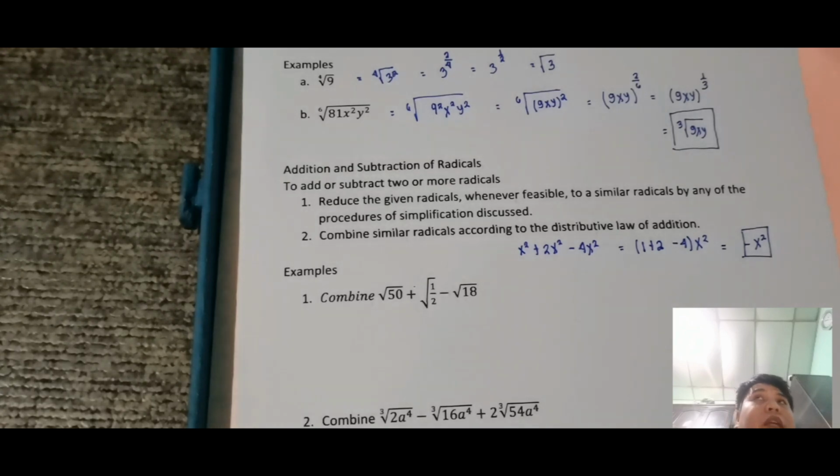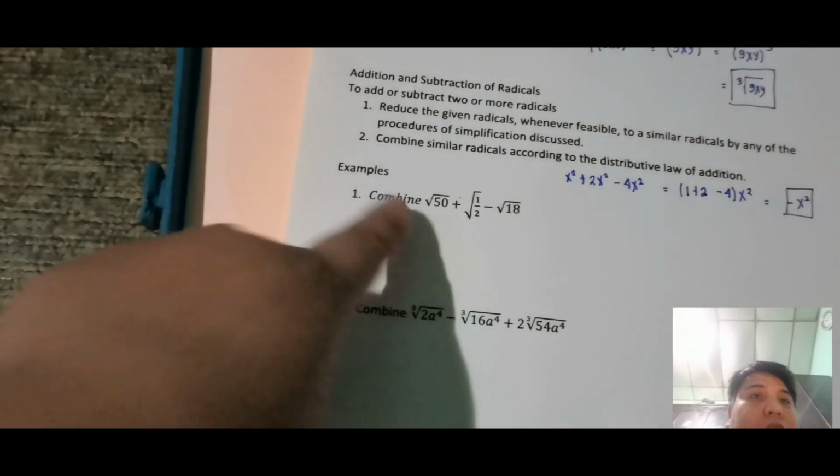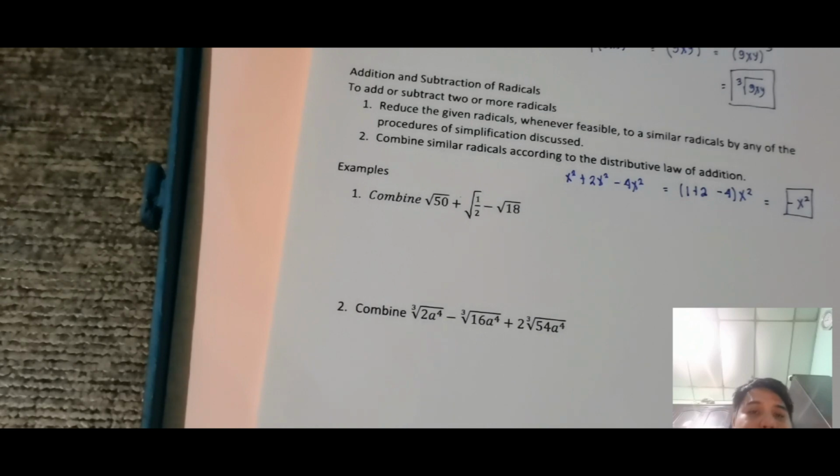Okay, so ngayon, ang gagawin natin? I-reduce natin siya into similar radical. Ang pwede natin i-add is similar radical. Okay, so consider number 1, combine. Sabi, combine square root of 50 plus square root of 1/2 minus square root of 18. So, kung napansin mo, sa square root of 50, hindi siya perfect square.